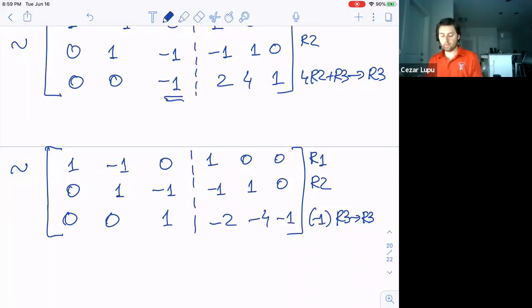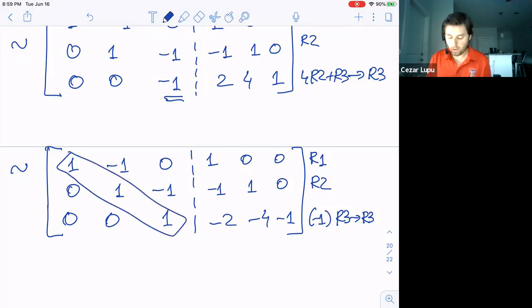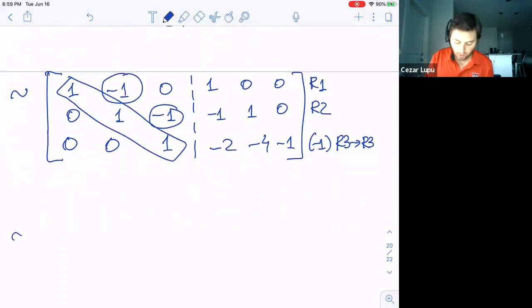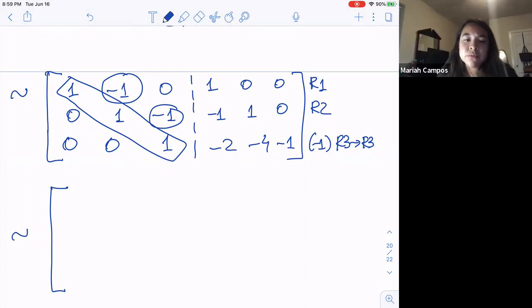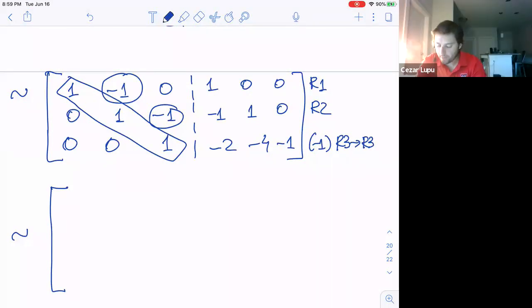Perfect. Now, keep in mind that everything is nice here on the main diagonal. It's exactly what I want. The only problem I have is with these two -1s. So I have to turn them into zeros. So I have to be very, very careful when I'm doing this. So what would you suggest? R1 plus R2. Add R1 plus R2 to what?